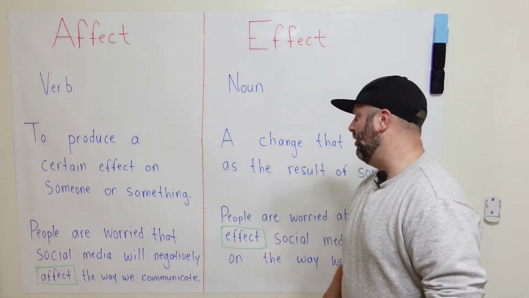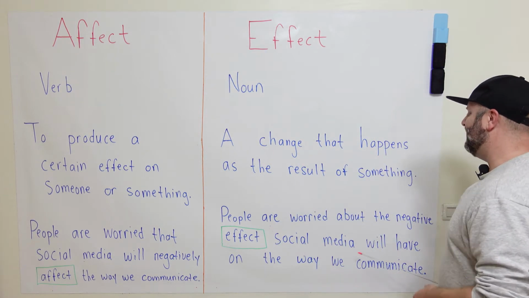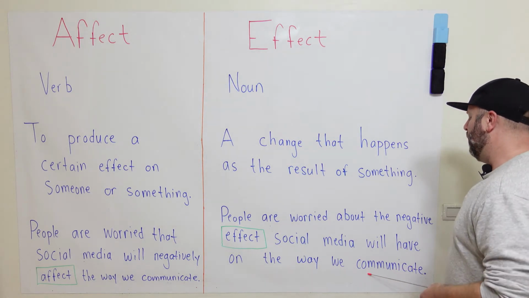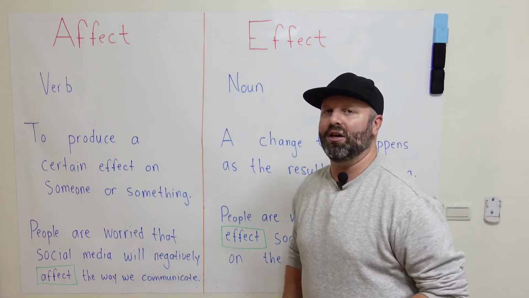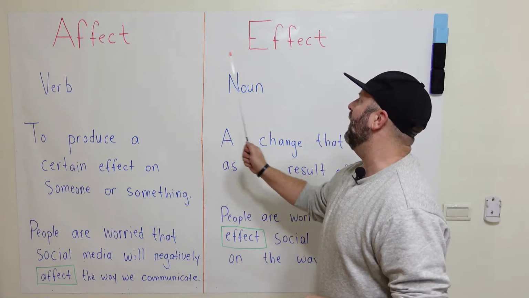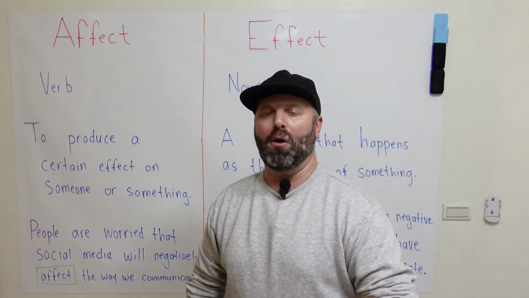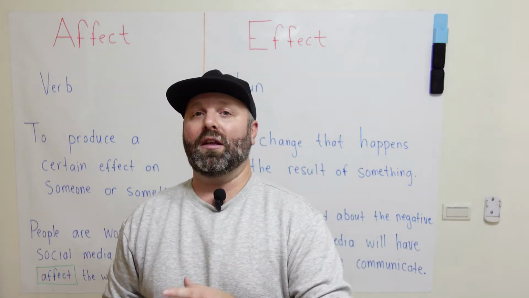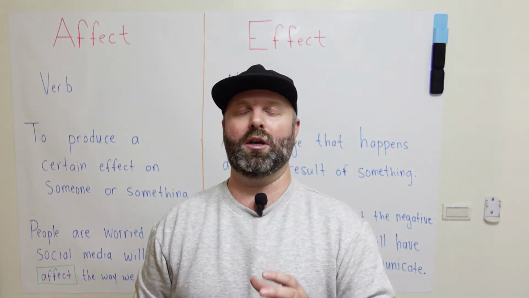So when we take a look at this sentence here, people are worried about the negative effect social media will have on the way we communicate. So when we look at both of these sentences here, they mean exactly the same thing, but we're using affect and effect. This is a verb and this is a noun, but both are still communicating the same idea. You know, the idea that social media is going to have a negative impact on the way we communicate.